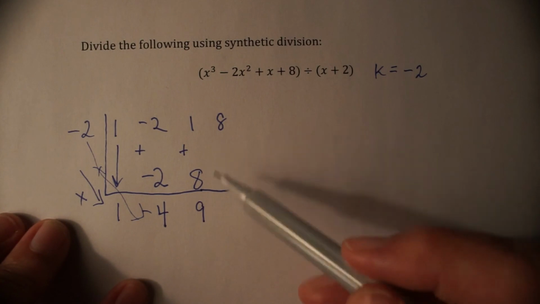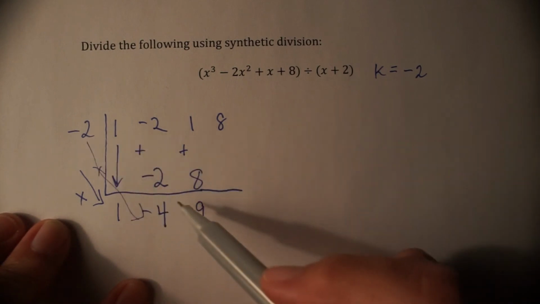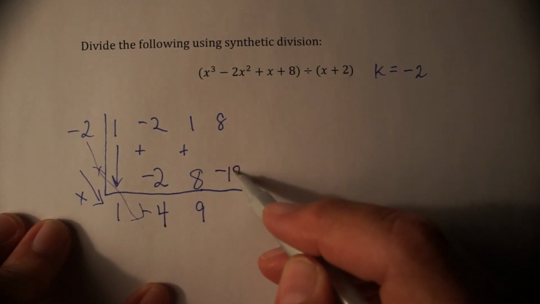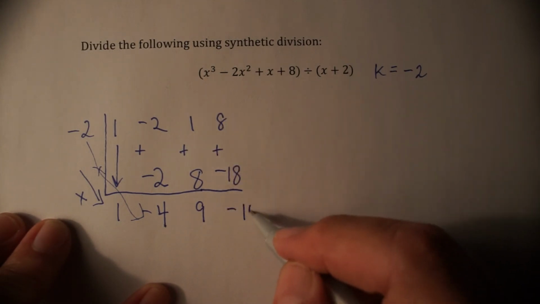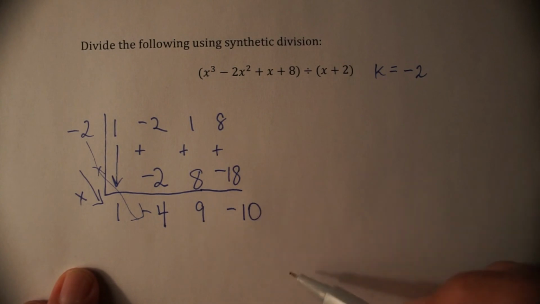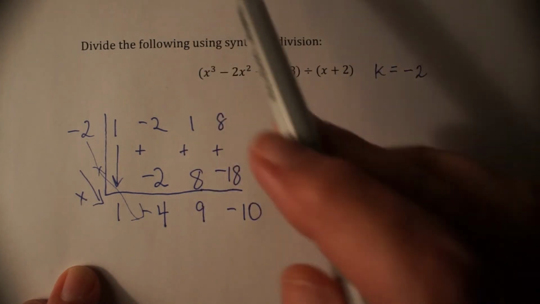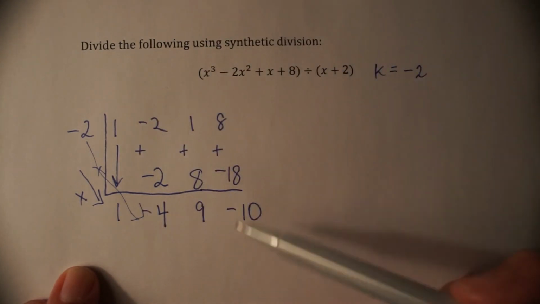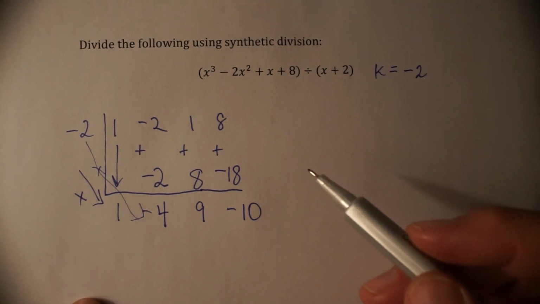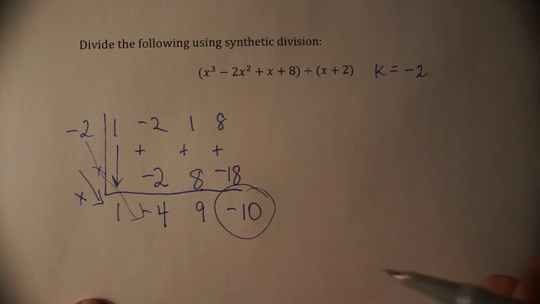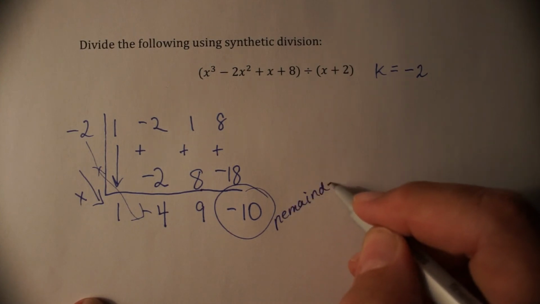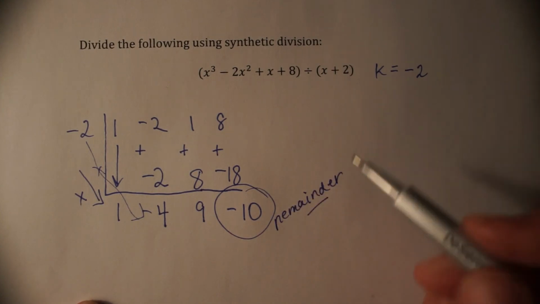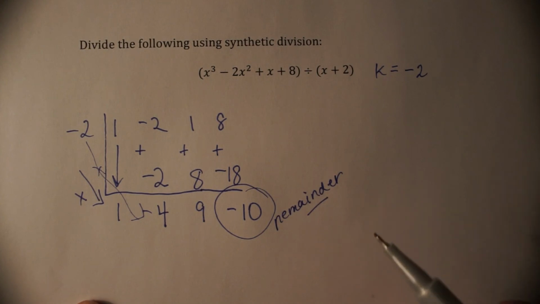And then we do it one last time. Negative 2 times 9, which is negative 18. Then we add, and we get negative 10. So now that we're done, that was a little bit easier procedure to write, but now we have to translate it back into the x's that it was to begin with. This number will always be your remainder, which, you may have noticed, is the same as what we got above.